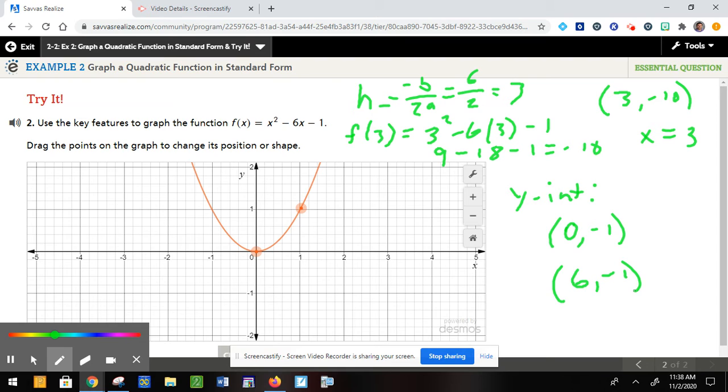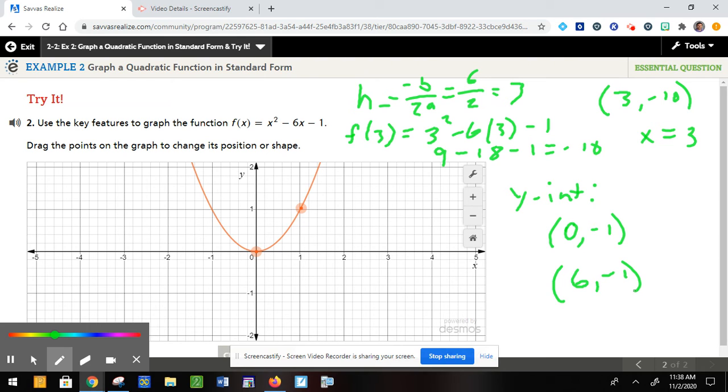So the x-coordinate of the vertex, opposite of b over 2a, ends up being opposite of -6, which is +6. 2 times 1 is 2. 6 divided by 2 is 3. So once you end up with 3 as your x-coordinate, you evaluate the function for that. You're substituting 3 into the function, and you're ending up with -10. So the vertex is at 3, -10. Axis of symmetry is at x equals 3. The y-intercept's at 0, -1, and the reflection is at 6, -1.